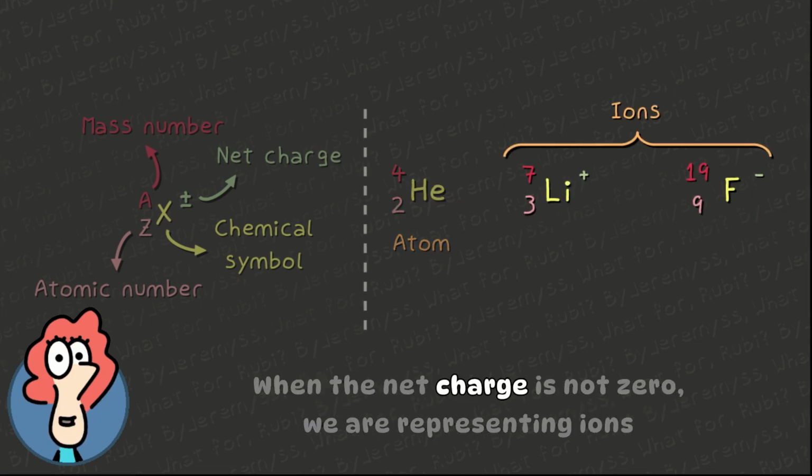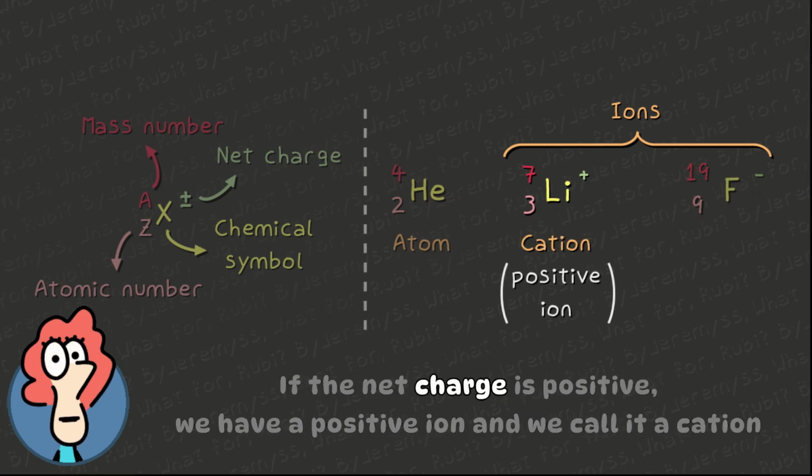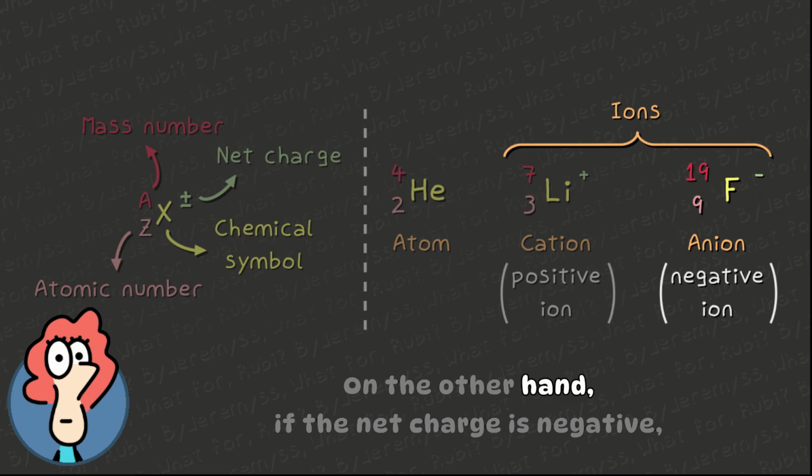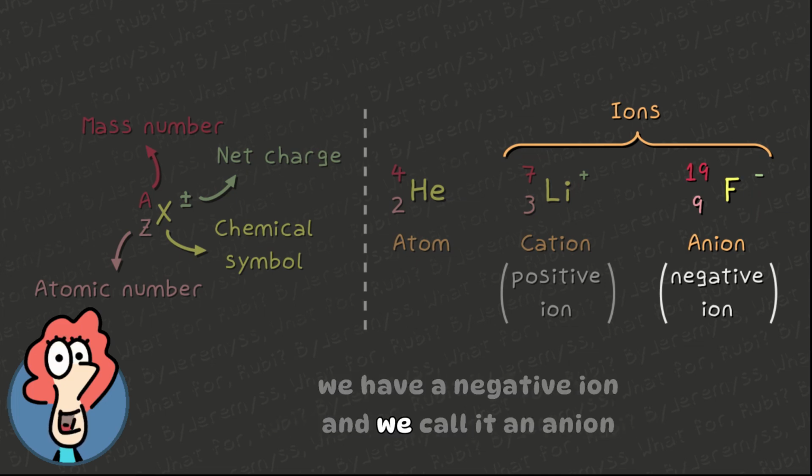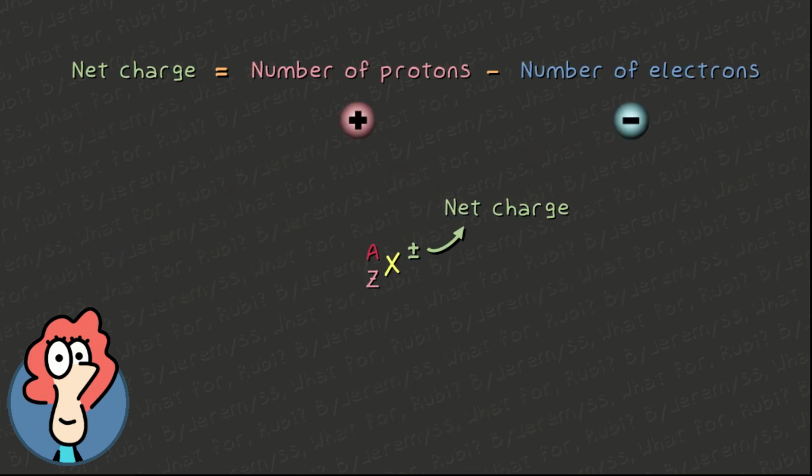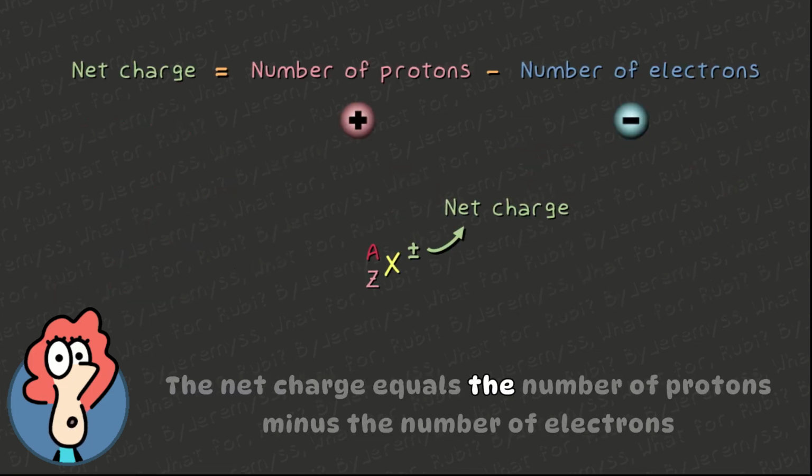When the net charge is not zero, we are representing ions. If the net charge is positive, we have a positive ion and we call it a cation. On the other hand, if the net charge is negative, we have a negative ion and we call it an anion. The net charge equals the number of protons minus the number of electrons.